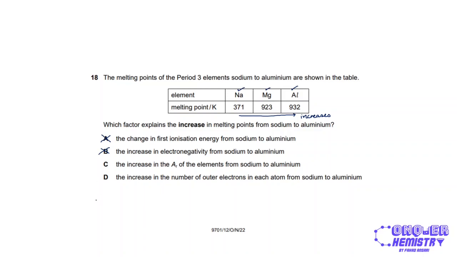Let's look at option D. The increase in the number of outer electrons in each atom from sodium to aluminium, that is in fact the correct answer. The reason is that metallic bonding, guys, please remember, is the bond between the positive ions and the sea of delocalized electrons. If per atom you have more delocalized electrons being released, there's going to be a greater force of attraction per ion in the lattice, and so the melting point is going to go up. So it's going to be option D.